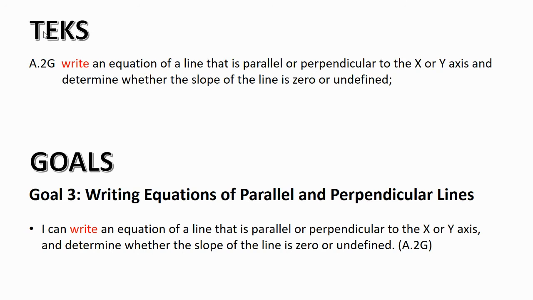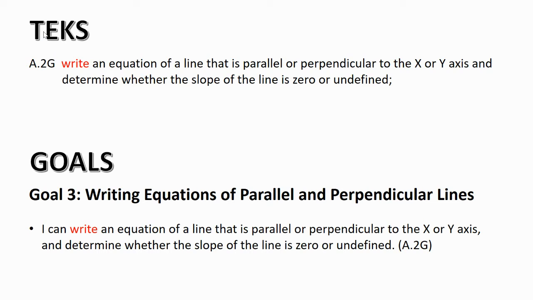And so your TEK is still A2G. It's a new one. It's called write an equation of a line that's parallel or perpendicular to the X or Y axis. And so they can ask you one of four ways: parallel to the X, perpendicular to the X, parallel to the Y, perpendicular to the Y. And we're talking about slopes that are zero or undefined. If you remember, a horizontal line is a zero slope, and a vertical line is an undefined.